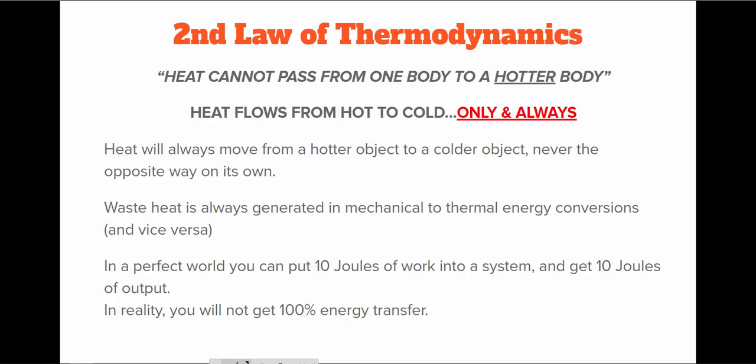Whenever you convert energy from one form to another, you always lose some energy as heat. Even if you're using heat to do work, some heat energy will be lost as waste heat. Because of this, whenever you convert energy from one form to another, you can never get 100% perfect energy transfer. The second law of thermodynamics has some very large and far-reaching consequences.